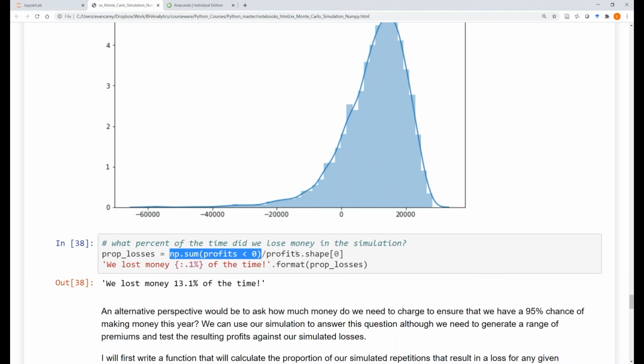I divide that by the total number of things in this distribution, which is 5,000, and that's the proportion of the time these numbers are less than zero. It's basically the area under the curve where the curve is less than zero compared to the total, which is usually the way we would think about that empirically. So under these distributions, even though we had a good average profit, 13.1% of the time we would lose money, which is probably not ideal.